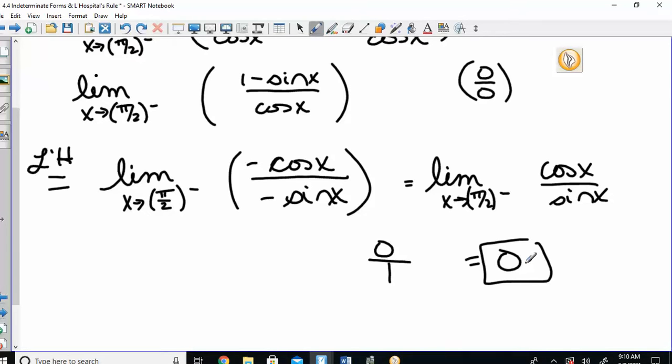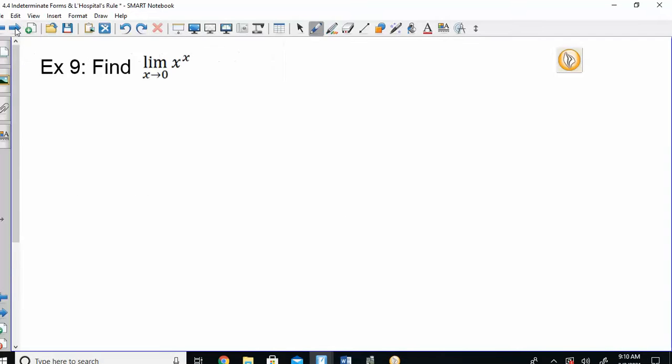I am going to skip over the powers for now. We're going to do that tomorrow. But I am going to jump and do some of these examples. I want to go to example 10. Alright.